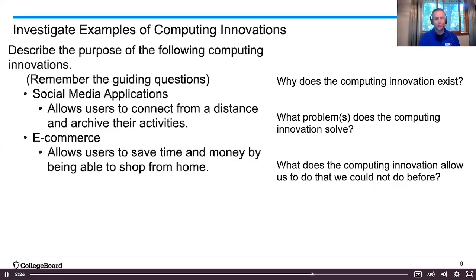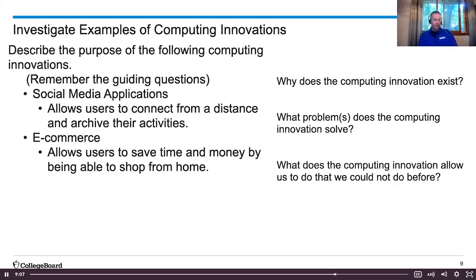Well, it allows users to save time and money by being able to shop from home, right? If I want to go buy something, I don't have to drive 15, 20, 30 minutes to a particular store to find it, right? But not only that, I don't have to spend that time to go to the store. I also have the potential to save money, right? Because now I can look at one website, another website, and I can say, okay, this is the cheapest price without having to drive all around town trying to find that, right? So that's a purpose of e-commerce, right? Now, there are other things maybe that e-commerce solves for us, but that's what I came up with.